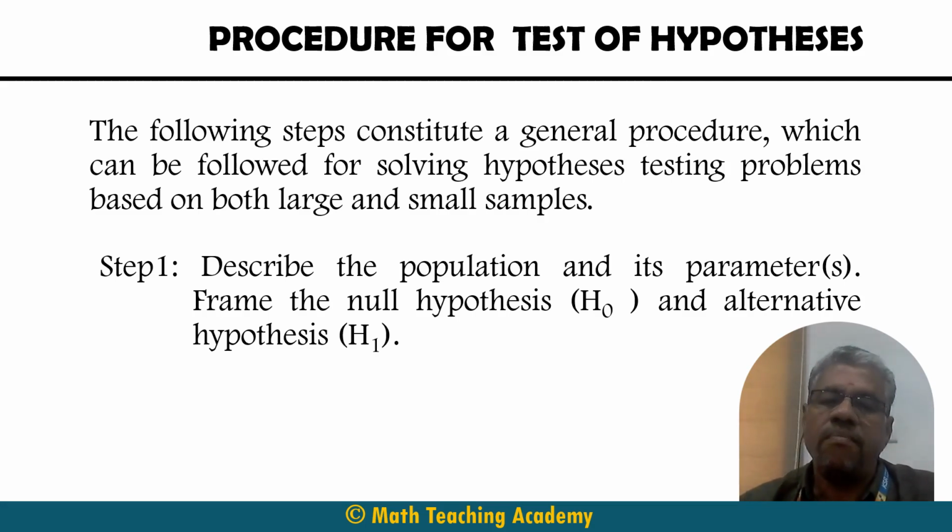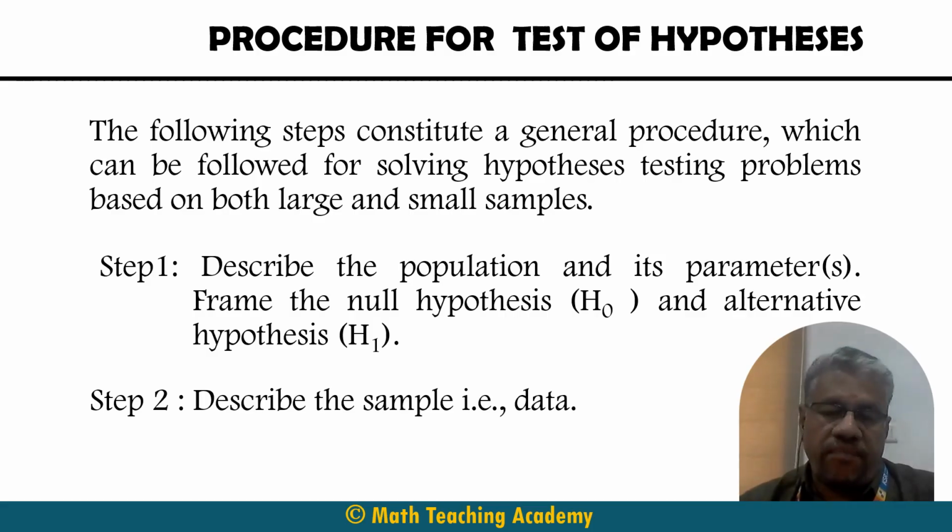It is denoted by H naught, and the alternative hypothesis which is denoted by H1. What is meant by hypothesis? Hypothesis is nothing but simply a statement. The alternative hypothesis is the statement which is opposite to the null hypothesis. Okay, right.